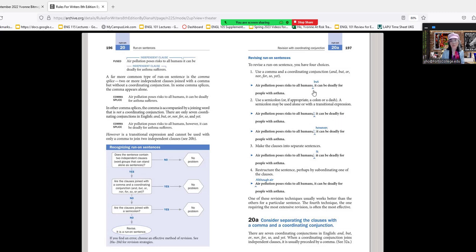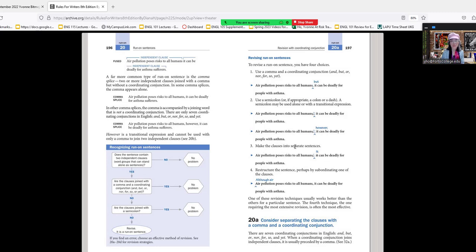Or you can use a semicolon with a transition word. So air pollution poses risks to all humans; however, it can be deadly for people with asthma.